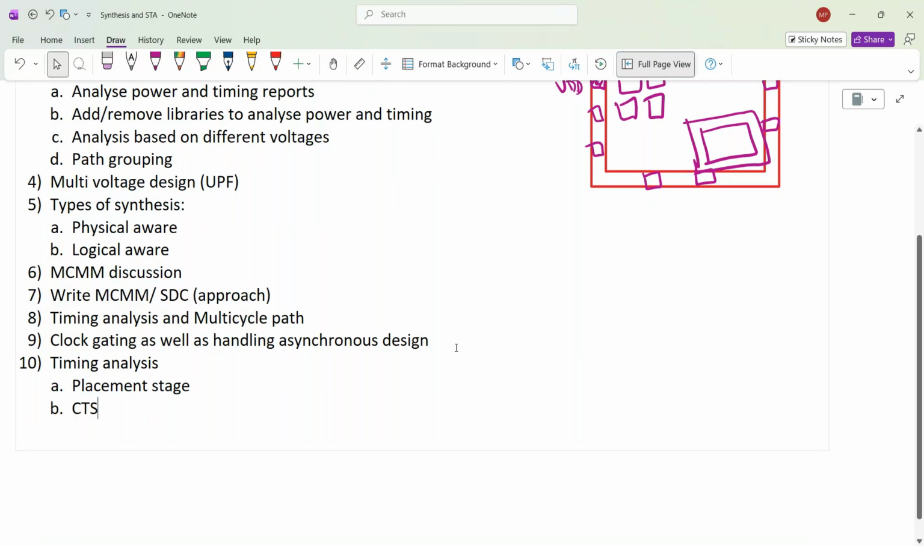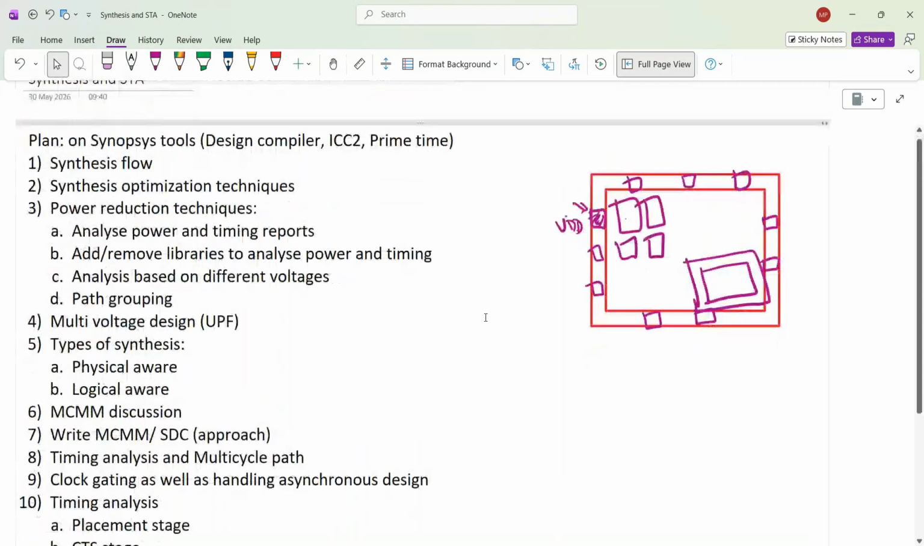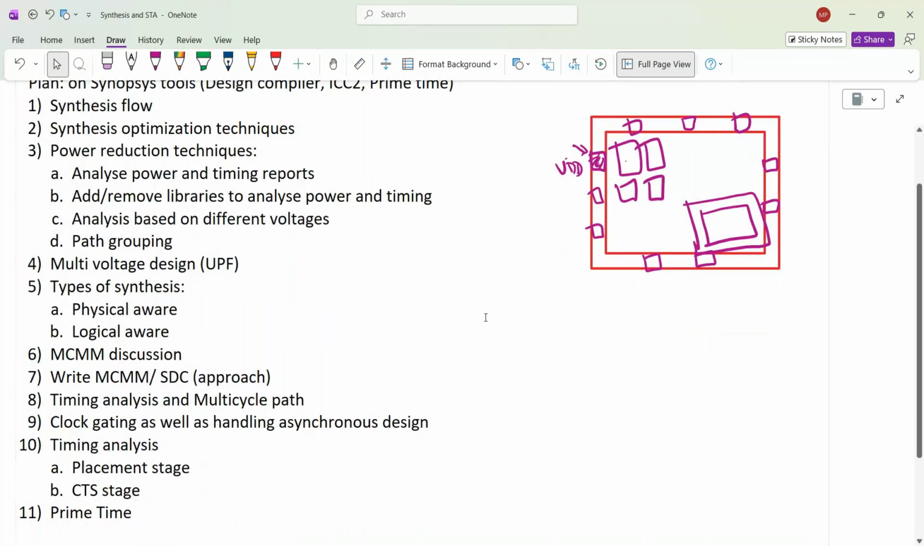Then we are going to do timing analysis at the CTS stage, and ultimately timing analysis in PrimeTime. So these are the topics that we are going to discuss throughout the sessions. Before I switch to the prerequisites and give you an idea about what all things you should know, if there is any question, you can ask me.